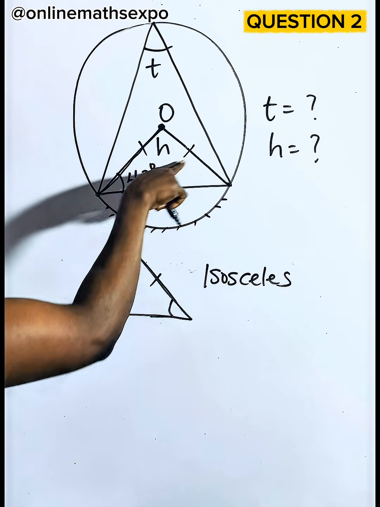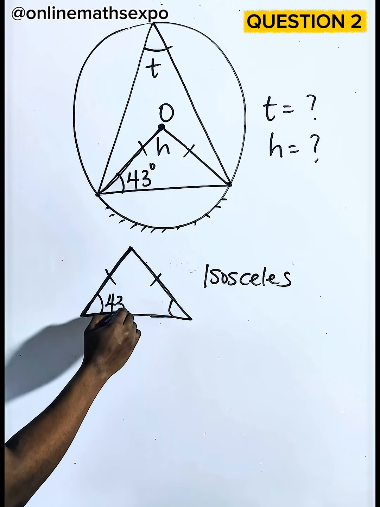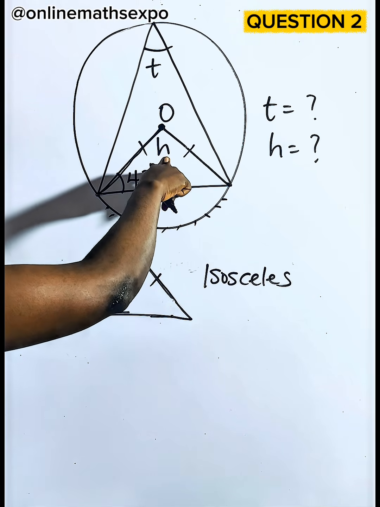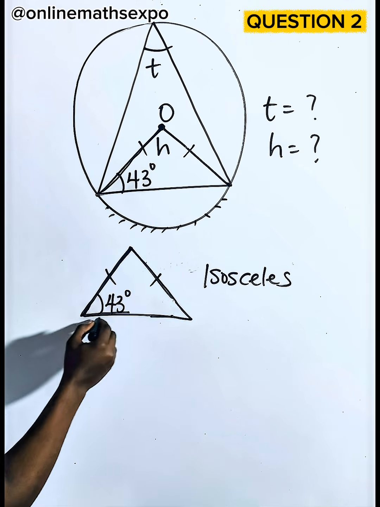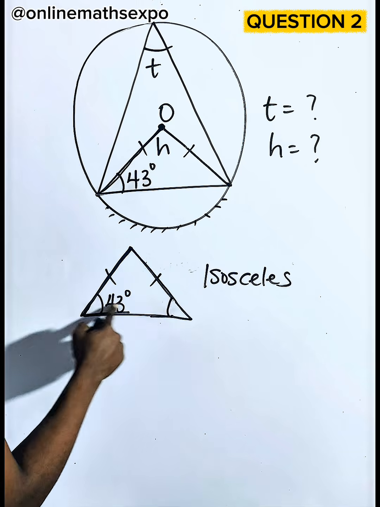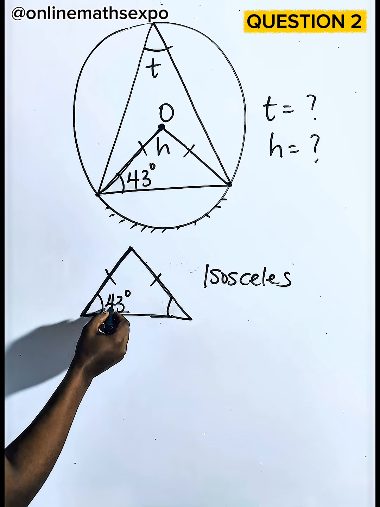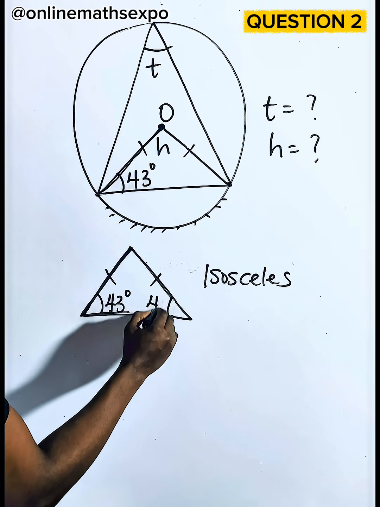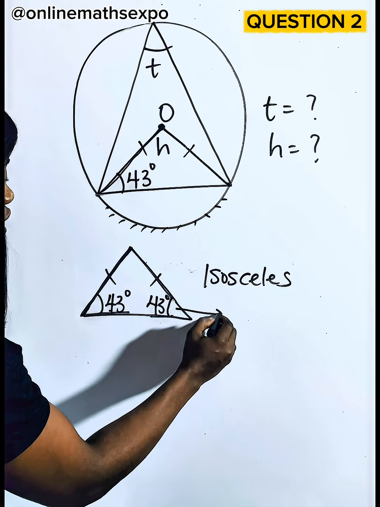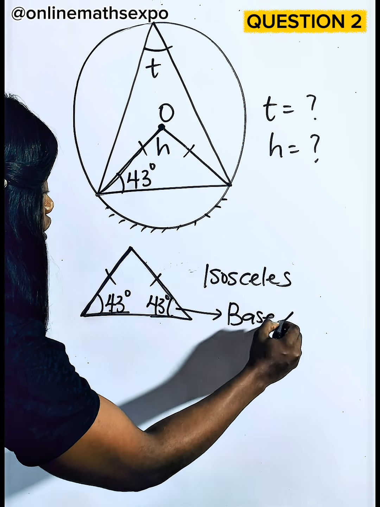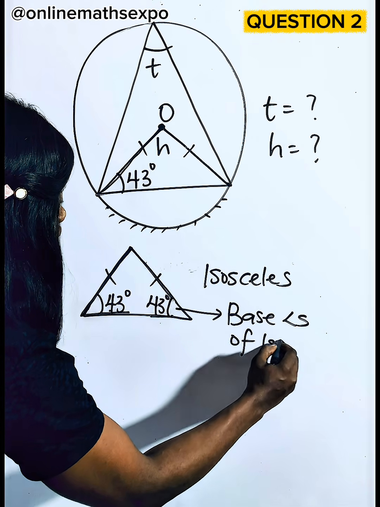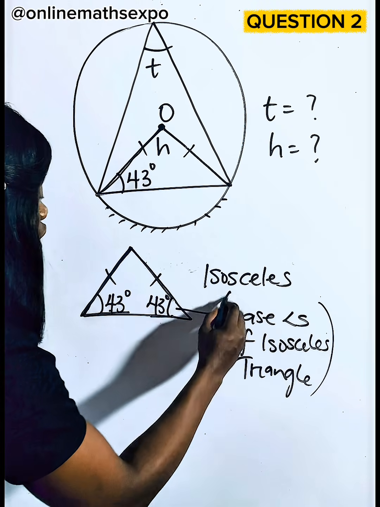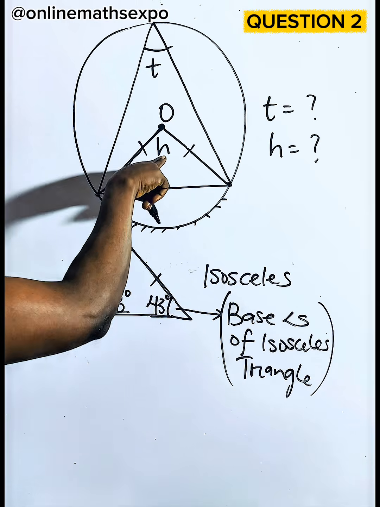And if you look at this carefully, see that this is the base, we have 43 degrees. Now, we want to first find the value of H. What do you think we should do? Since we have said that these base angles are the same, it means that if here is 43 degrees, automatically this angle here should also be 43 degrees. What is your reason? Your reason is base angles of an isosceles triangle. That is my reason. Now, if this is true, it will help us to find the value of H.